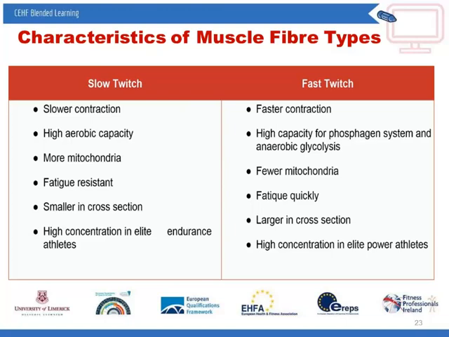The fast twitch, on the other hand, then, they contract faster. They prefer the phosphagen and the anaerobic glycolysis energy systems. They have fewer mitochondria, they fatigue quickly, and these are larger in cross-section. There's a higher concentration of these muscle fibre types in elite power athletes.